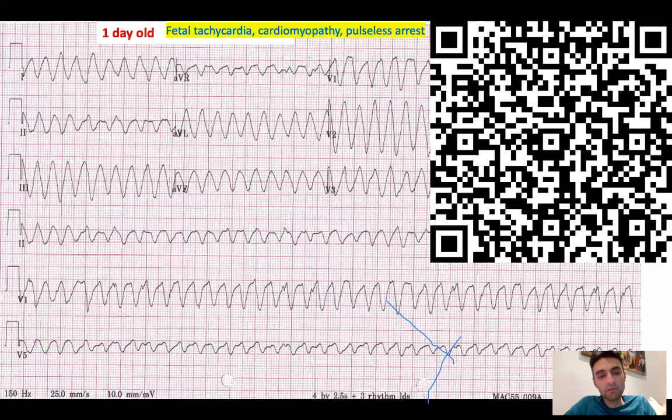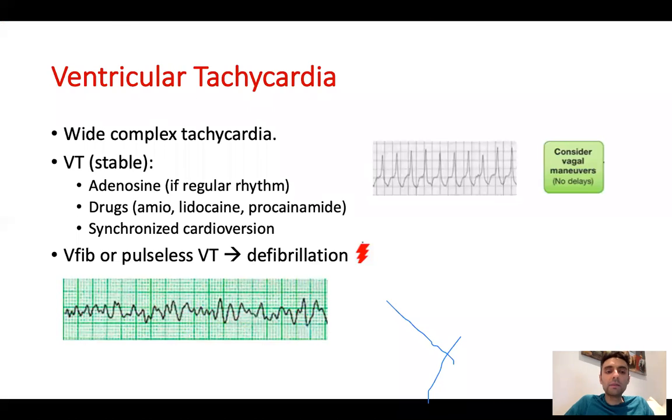Makes sense? And in this case, it's very wide tachycardia, and there is a hint of AV dissociation, meaning there are P waves marching through without conduction. So this is ventricular tachycardia. It's wide complex tachycardia. In this case, it was unstable. He was pulseless, so we shocked him. But usually, if the VT is stable, of course, there is nothing wrong with giving adenosine for a patient with wide complex tachycardia that is regular.